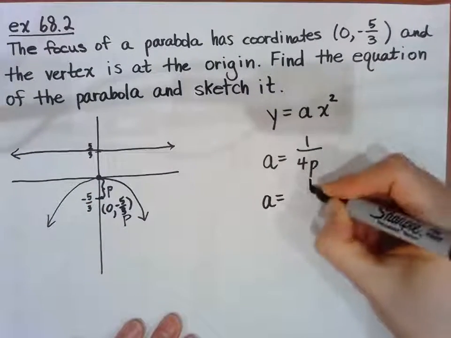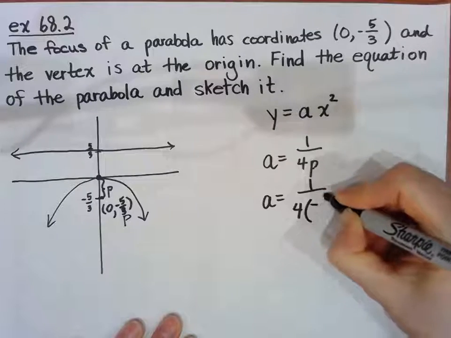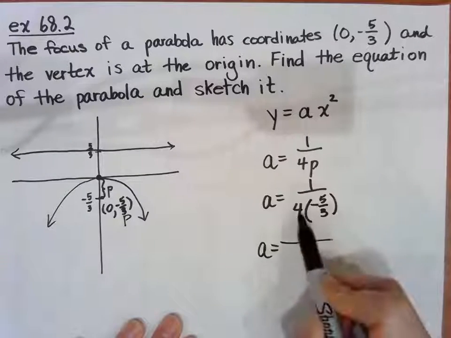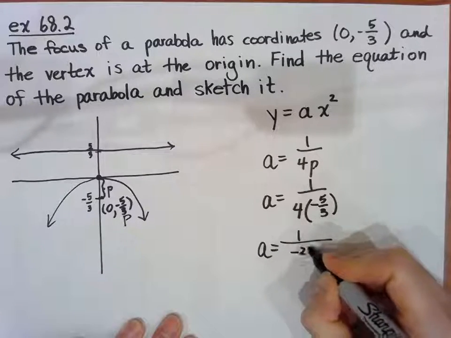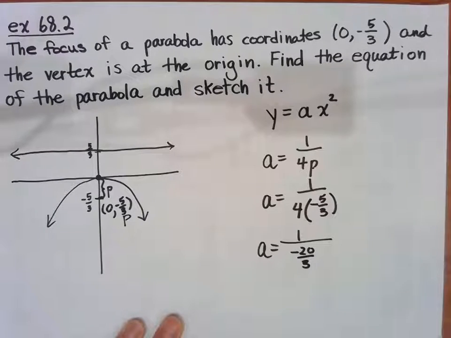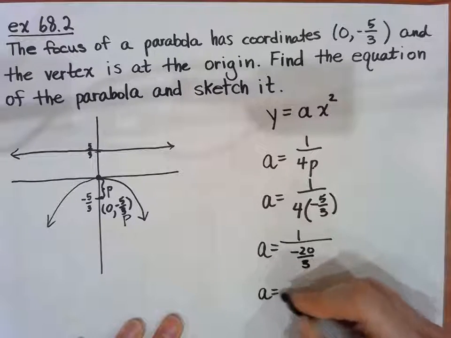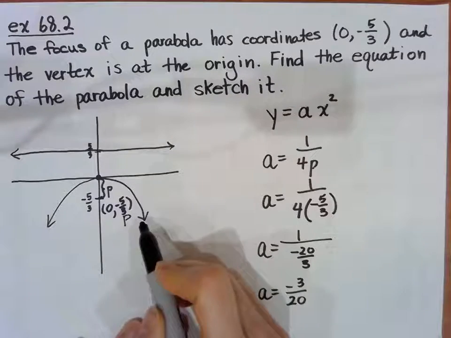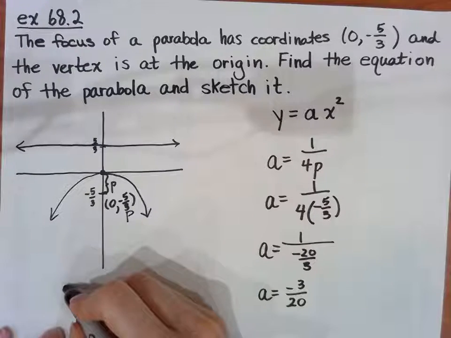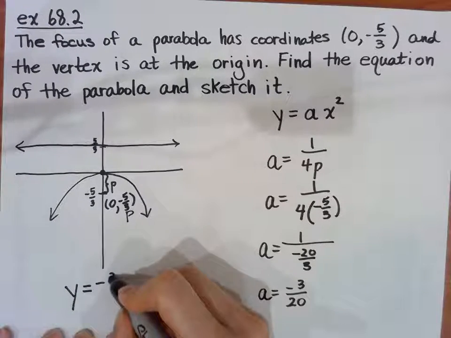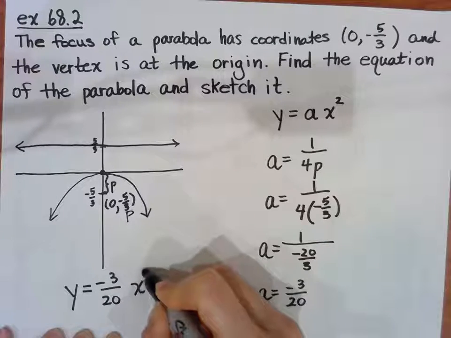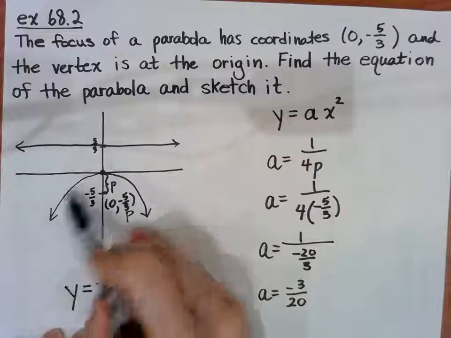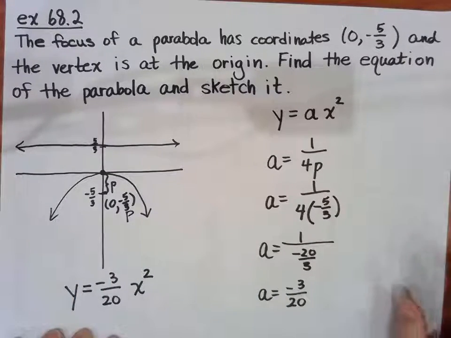So a is 1/4 times -5/3. Okay, so 4 times -5/3 is -20/3. And so a itself is -3/20. So the equation of this parabola would be y equals -3/20 x squared. And it makes sense that we have a negative value because it's a downward opening parabola.